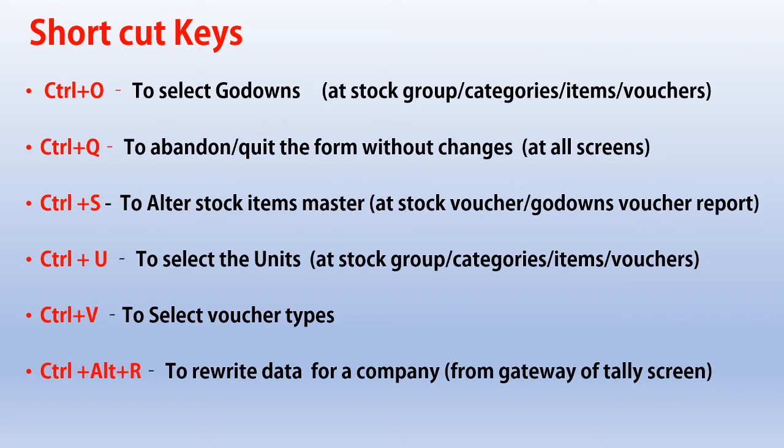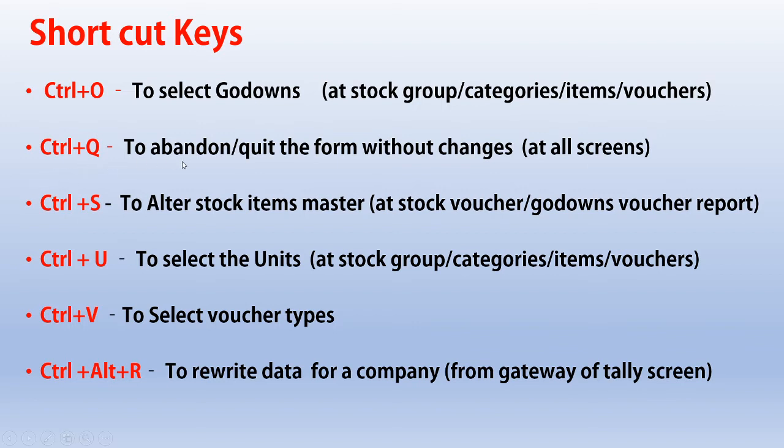Today we are learning about the shortcut key Control O for selecting godowns, whenever we are at the creation of stock groups, stock categories, stock items, stock vouchers, and stock units of measure. To create any godown, we can directly press Control O. Then the godown creation window will appear, and we can create the godowns.